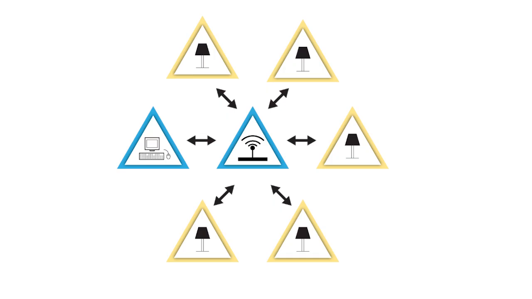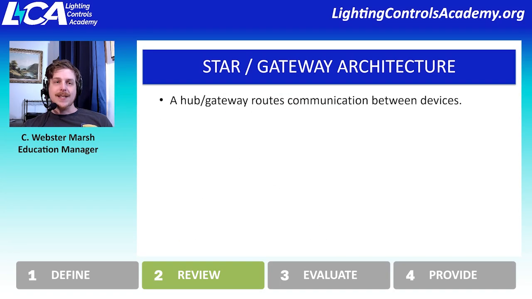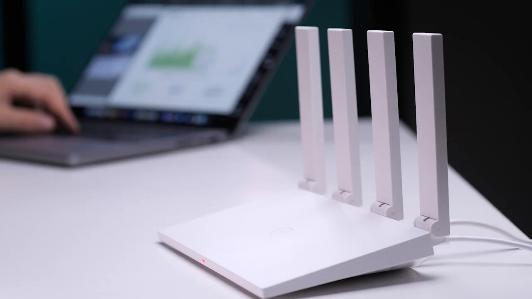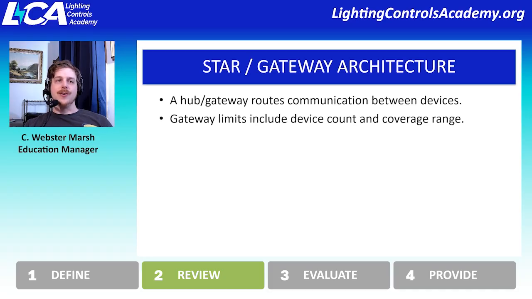So you'll oftentimes have a controller or a user input interface that communicates out to the network via a hub or a gateway, and then that communication spreads out from that hub or gateway to the devices connected to it. If you need to expand the network, you'll need to add more gateways or nodes throughout the project, and gateways oftentimes have a device count and a coverage range, similar to a Wi-Fi router, where you are trying to cover your entire house. Think about that as how a gateway in a lighting control system would work.